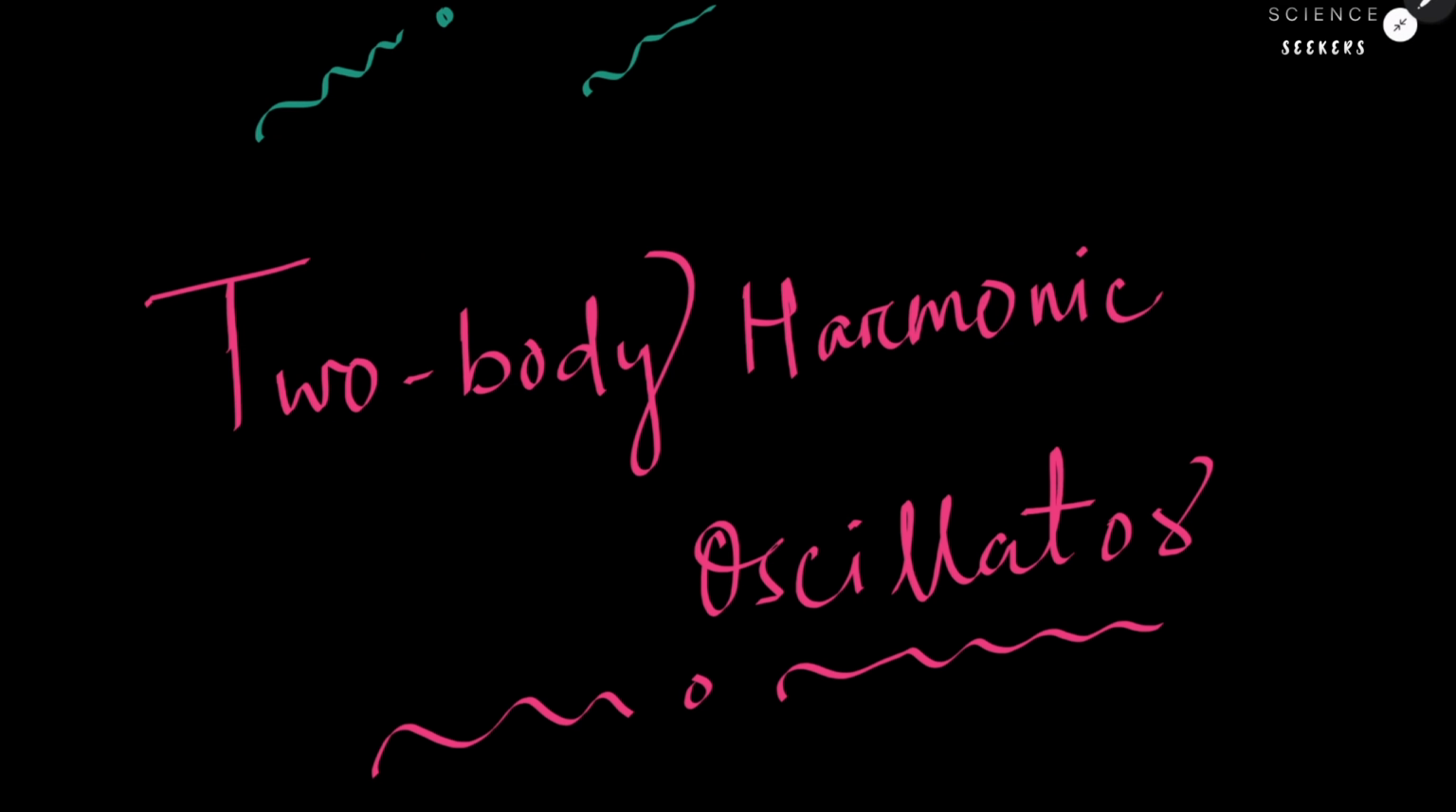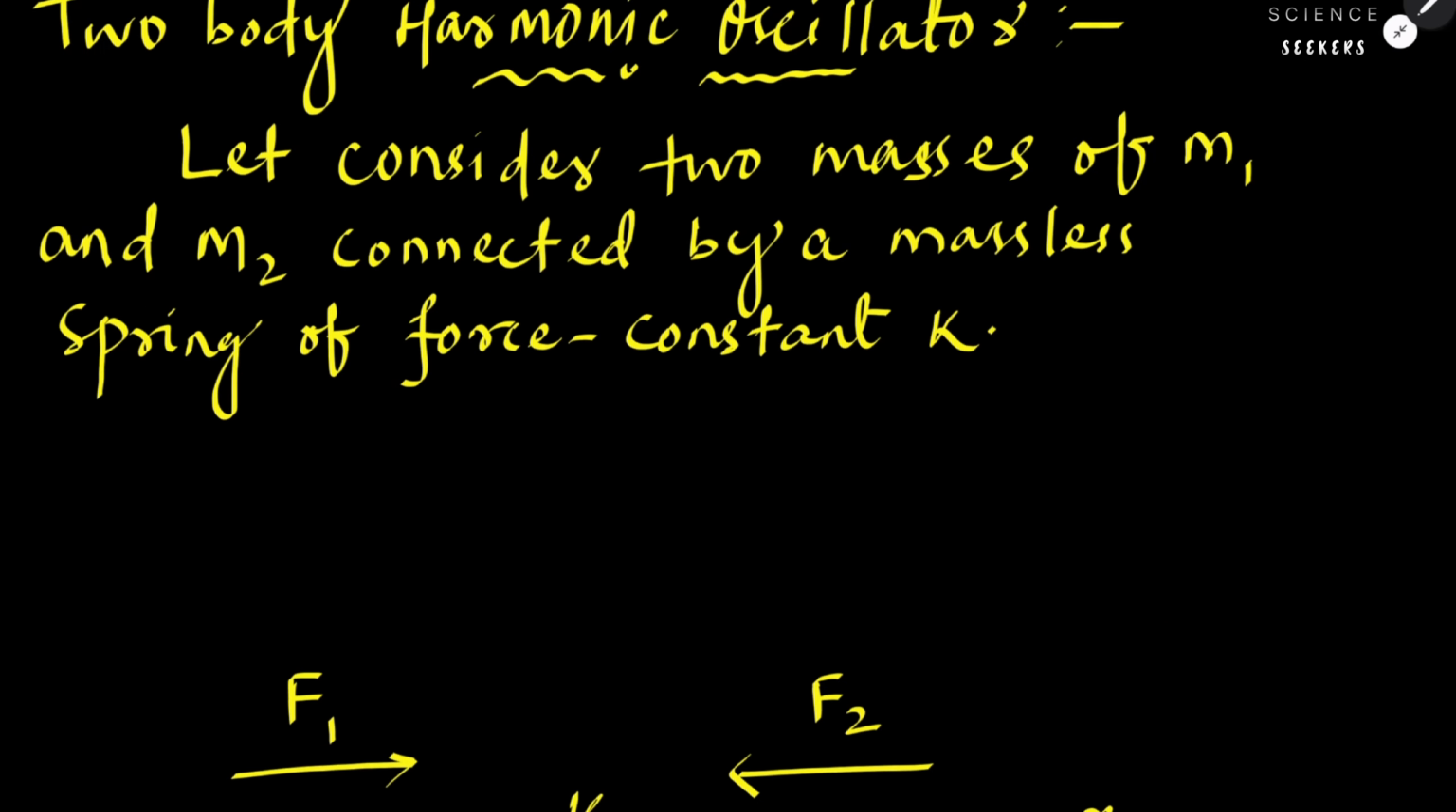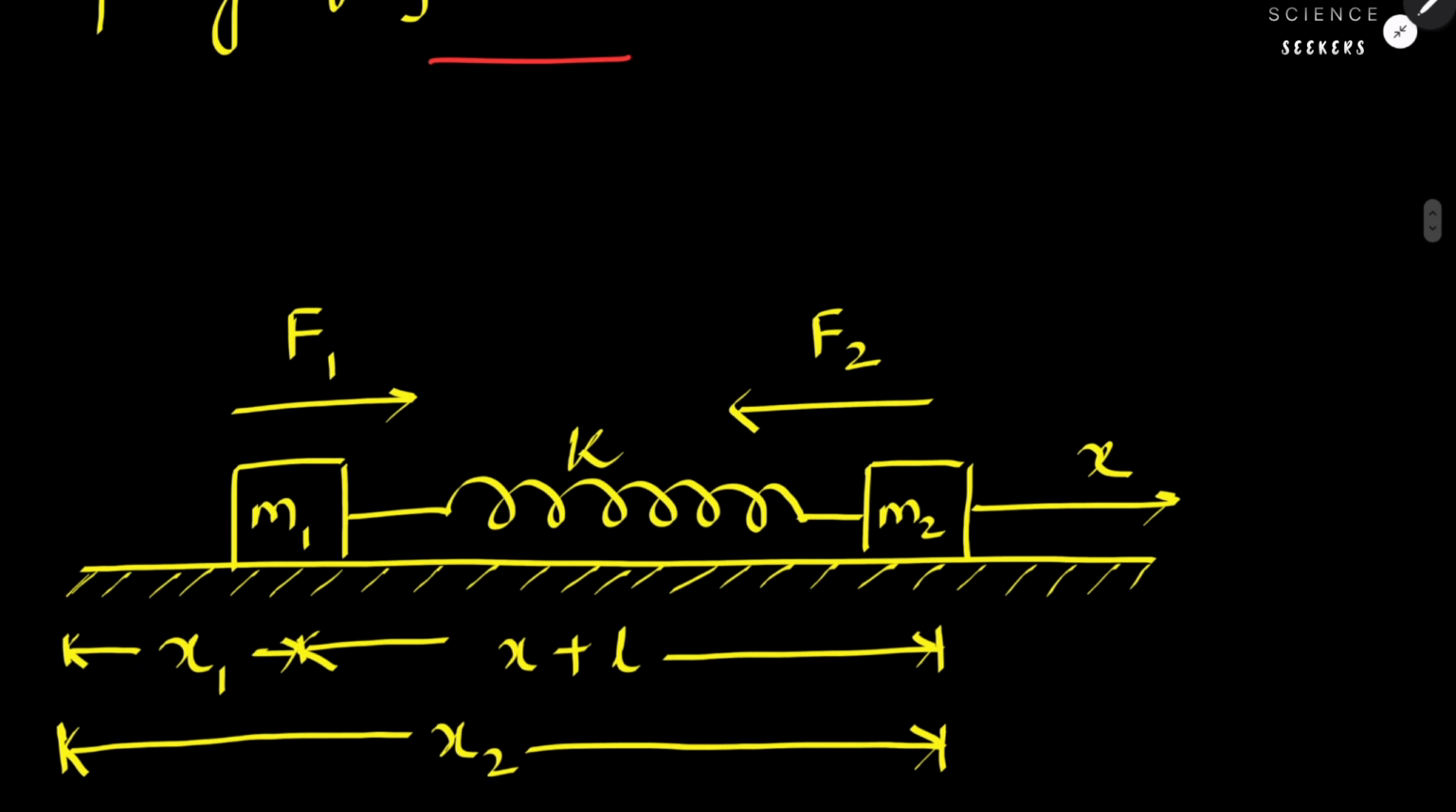Today we are going to discuss another interesting topic, the two-body harmonic oscillator. In a two-body harmonic oscillator, let's consider two masses m1 and m2 connected by a massless spring of force constant k. There are two masses m1 and m2 connected to a spring of constant k.